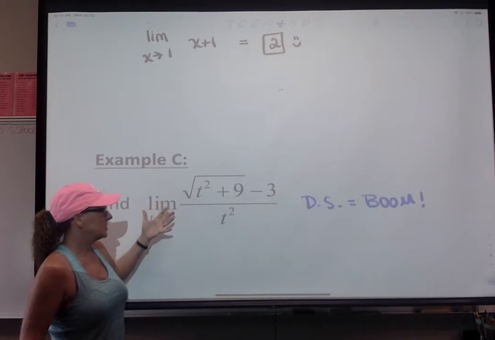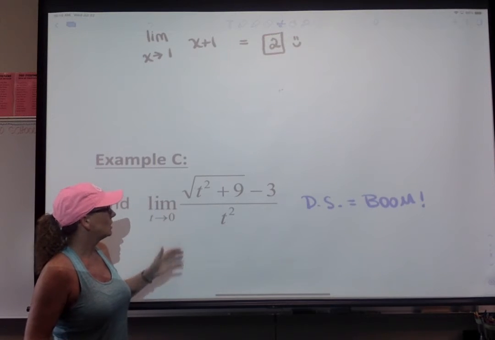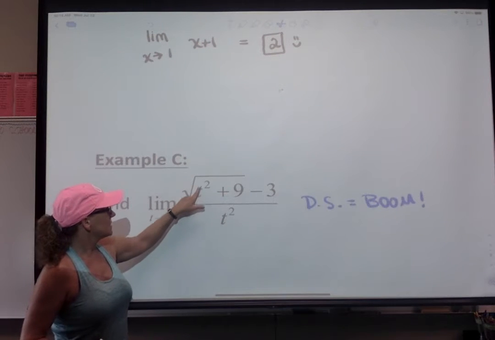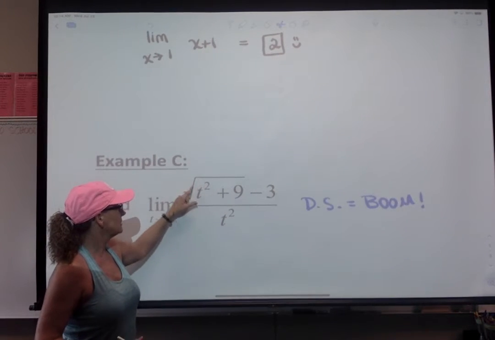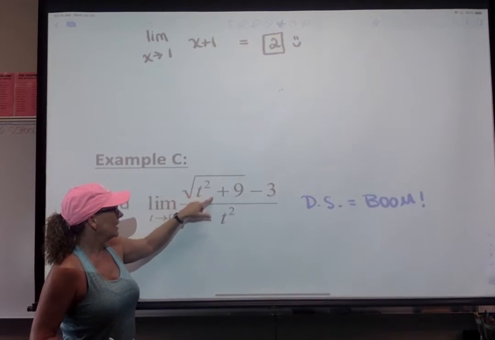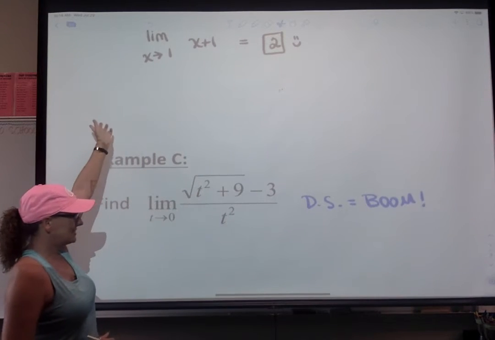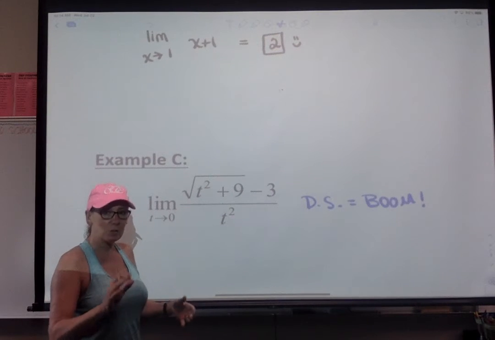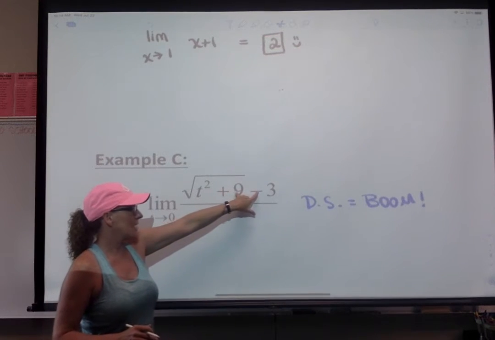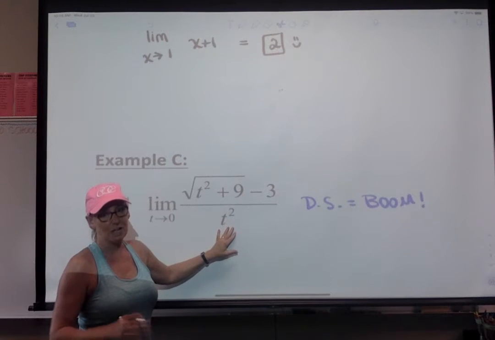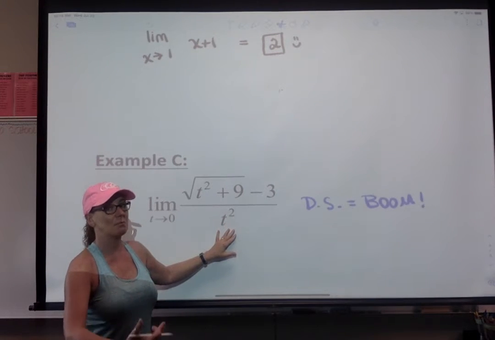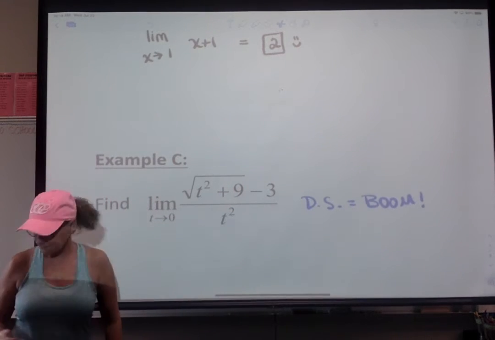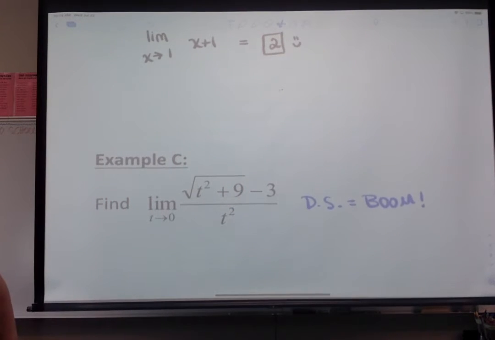Algebra manipulation, this is not factorable. But here's one thing I want to point out. This t squared is in a radical, and plan C was rationalize the numerator. Kind of weird. Most of you in pre-cal, this would be in the denominator, and you would rationalize your denominator. Now I want you to try to rationalize the numerator. So here's what's gonna happen.